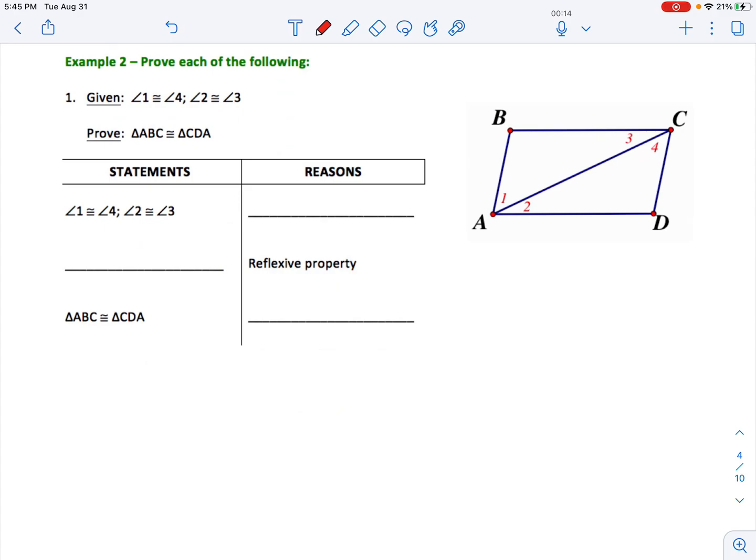Here's a whole bunch of proofs we're going to practice. Great. All right, 1 is congruent to 4. I could mark that. That's given. I would never ask you to fill this in. And 2 is congruent to 3. Okay, so we are going to be asked eventually to prove these things are congruent.